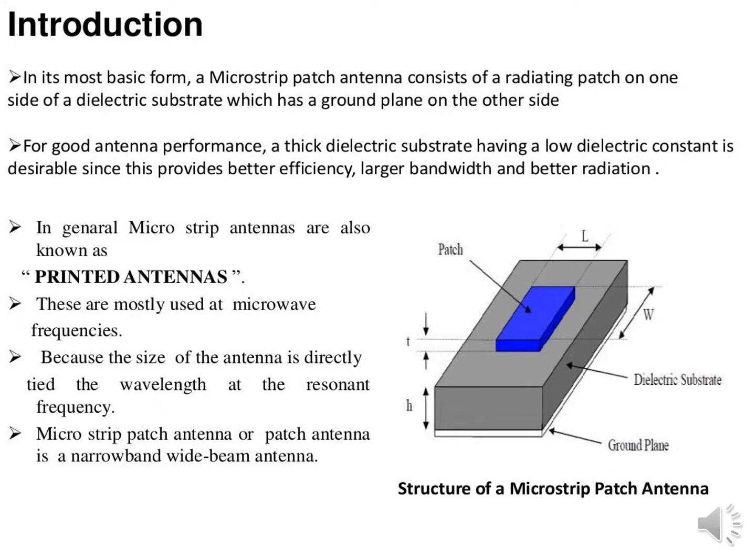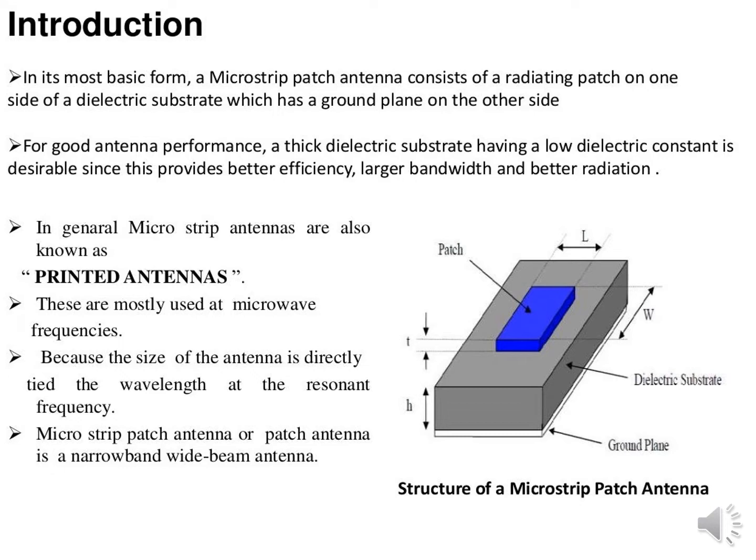Now let's see a short introduction about microstrip patch antenna. So in basic form, a microstrip patch antenna consists of a radiating patch on one side of a dielectric substrate which has a good ground plane on the other side. For good performance, we have to keep a thick dielectric substrate such that it has a low dielectric constant. In such a way, it provides better efficiency, larger bandwidth, and better radiation.